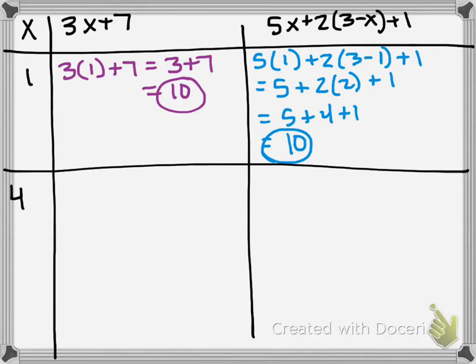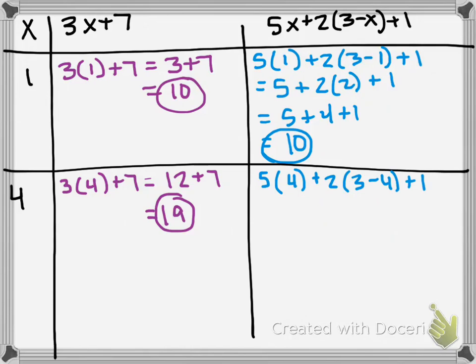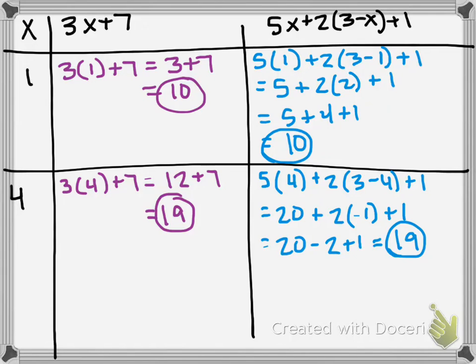My second x value is 4. I substitute 4 into the first expression, and I get 12 plus 7 is 19. Then I substitute 4 into the second expression, and I multiply 5 times 4 and subtract 3 minus 4. And I have 20 plus 2 times negative 1 plus 1. I multiply 2 times negative 1. Now I have 20 minus 2 plus 1 equals 19.